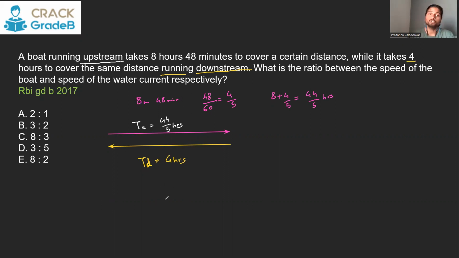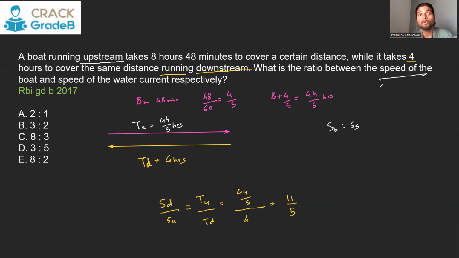If I ask you, what is the ratio of SD upon SU? SD upon SU will be time in upstream upon time in downstream. Time in upstream is 44 upon 5. Time in downstream is 4. 4 elevens are 44, so that is 11 upon 5. So speed in downstream upon speed in upstream should be 11 upon 5. But they are asking what is the ratio of SB to SS, the ratio of speed of boat and speed of current. You can just write their forms: SD is SB plus SS and SU is SB minus SS. And that ratio should be 11 upon 5. Do the cross multiplication and you will see SB upon SS comes out to be 8 upon 3.